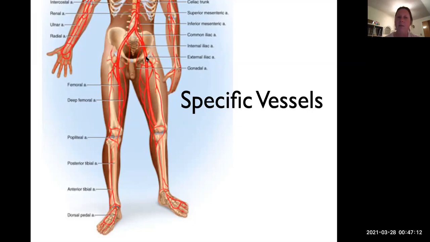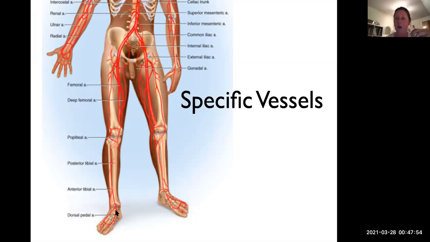As it leaves the pelvic girdle, it is referred to as the femoral artery. I guess I should use this side where the labels are. The femoral artery. The femoral artery passes through the knee, where it is referred to as the popliteal artery. The popliteal artery leads to the tibial arteries. There's an anterior and a posterior tibial artery. And then into the dorsal-pedal artery, which means the back of the foot. So just like you saw in the hands, there's kind of a roundabout here.